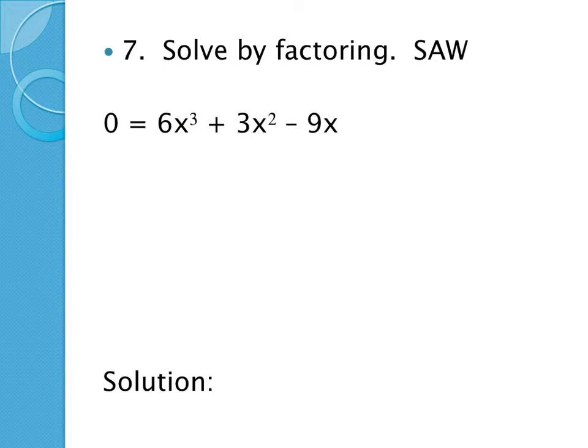So, factoring 0 equals 6x cubed. Let's write it down. Can you move the 0 to the back? Yes, if it makes you feel more comfortable to write the 0 on the other side, that's fine.